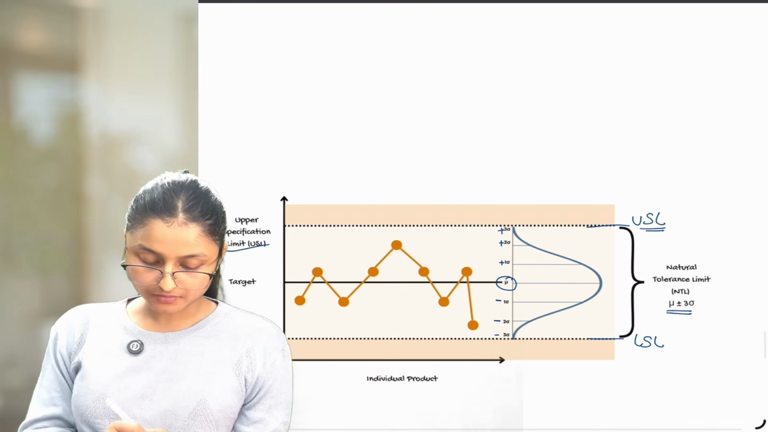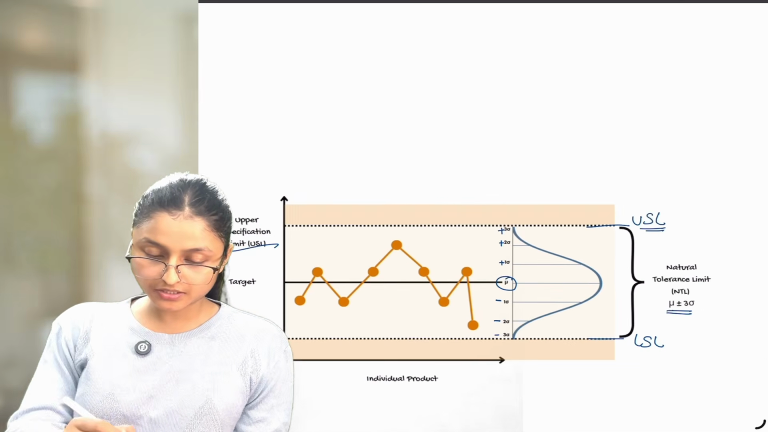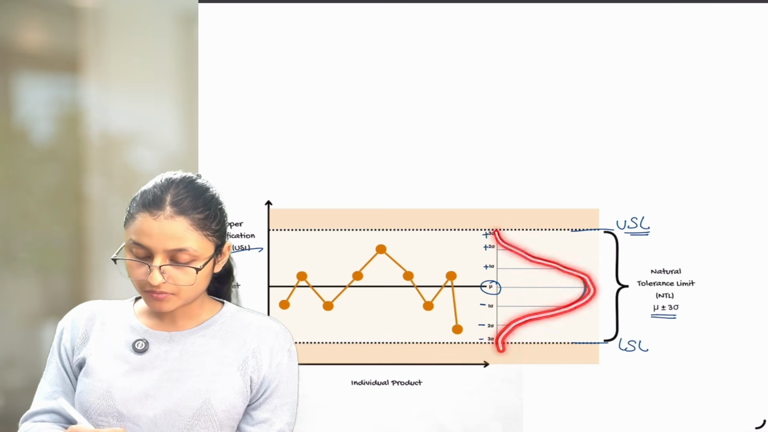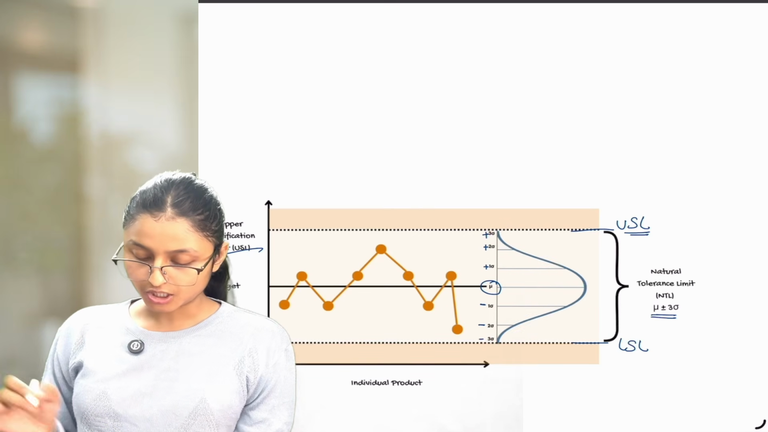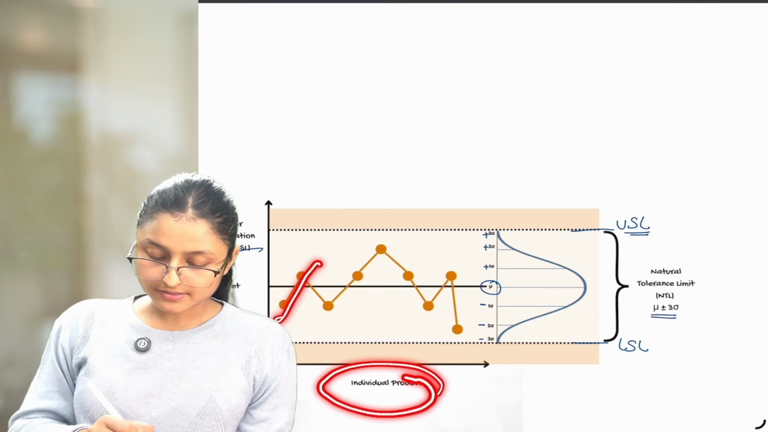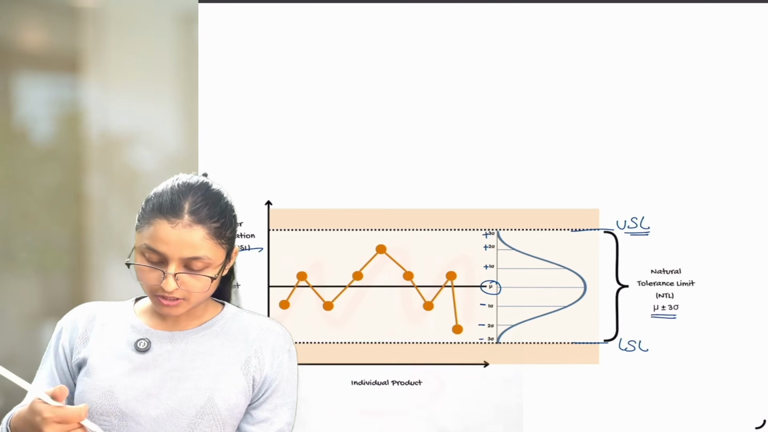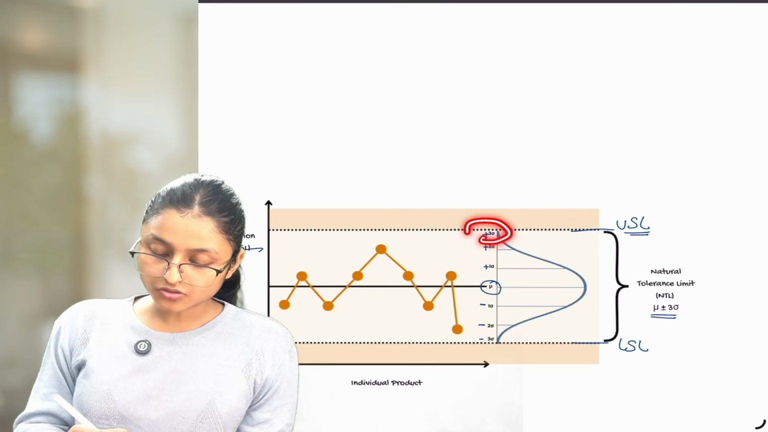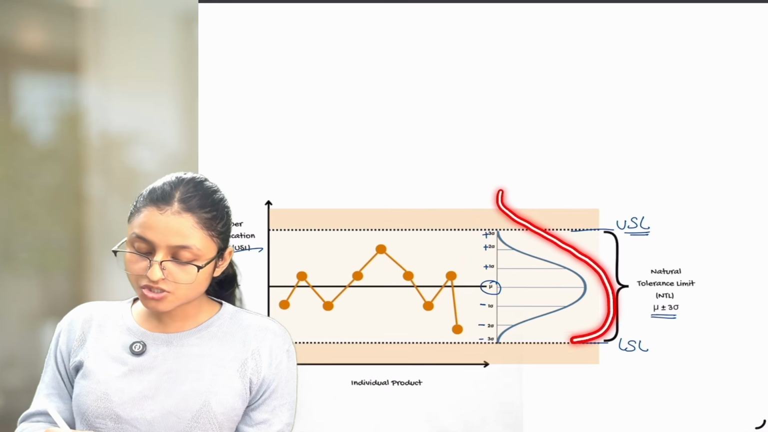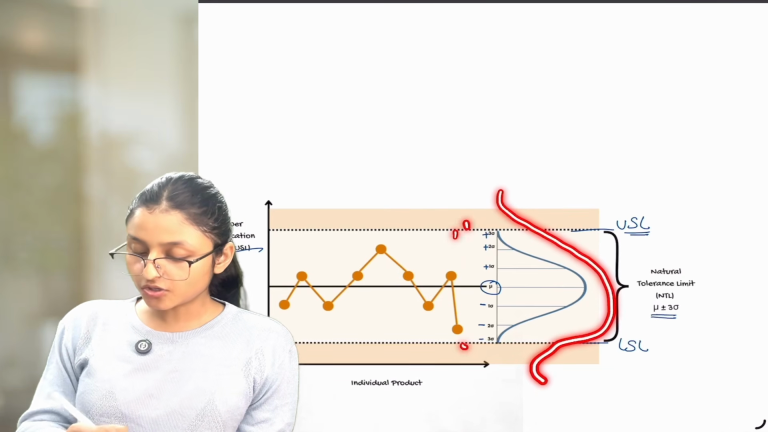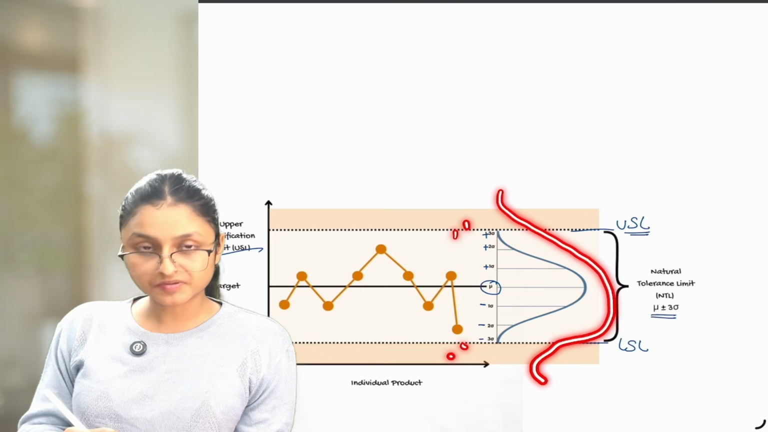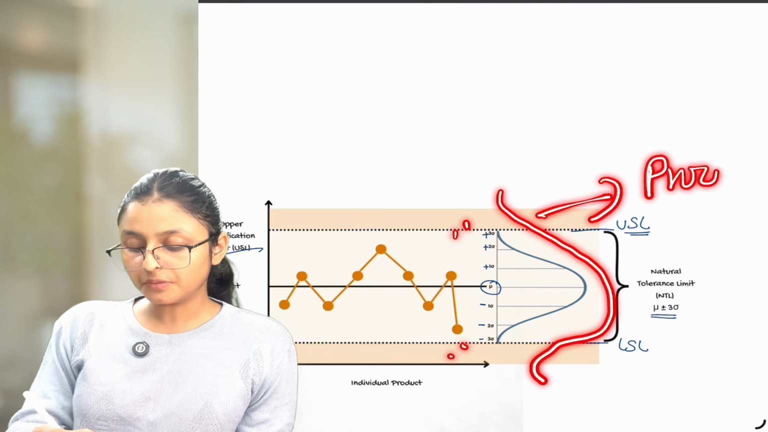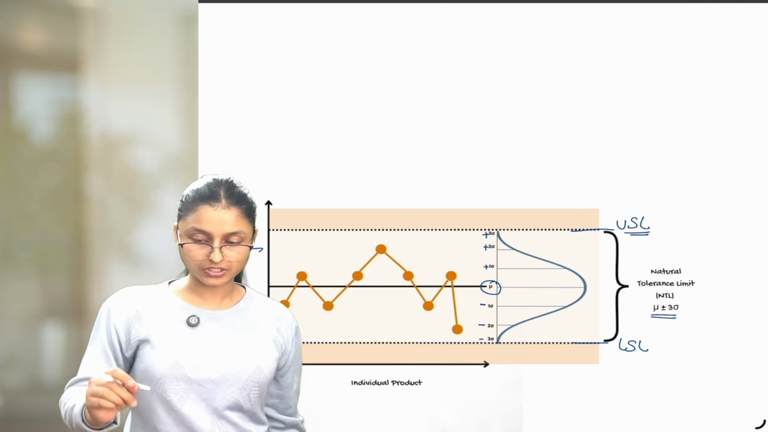Done. This is our upper specification, lower specification limit. This is our target, and natural tolerance is mu plus minus 3 standard deviation. If your individual product is inside this, good enough. But if it goes outside and it also leads to your 3 standard deviation shifting from outside your upper specification, lower specification limit, then it leads to process not capable to fulfill the requirements of the customer.